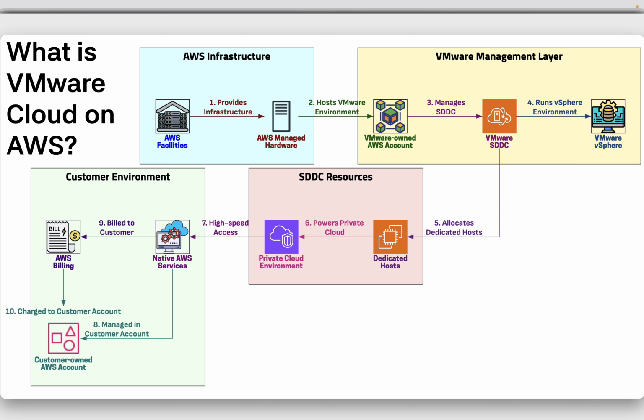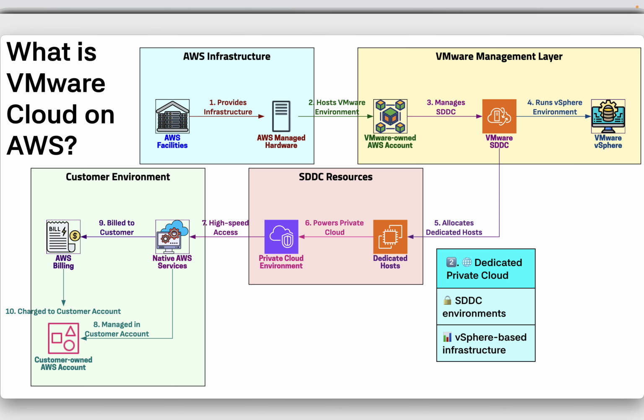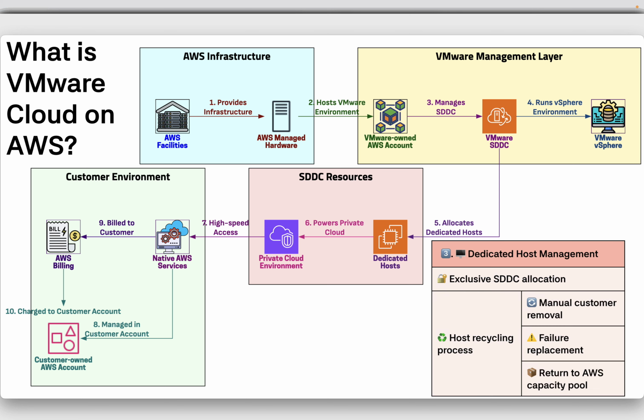VMware Cloud on AWS is a managed cloud offering that provides dedicated VMware vSphere-based software-defined data centers that are hosted within AWS facilities. The service utilizes facilities and hardware that are owned and managed by AWS. The service provides dedicated private cloud environments in the form of an SDDC. Hosts of an SDDC are dedicated to that SDDC.